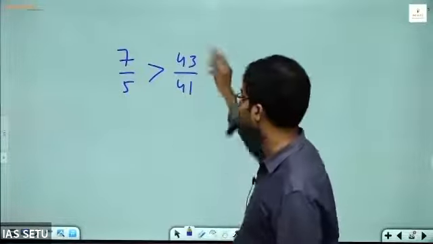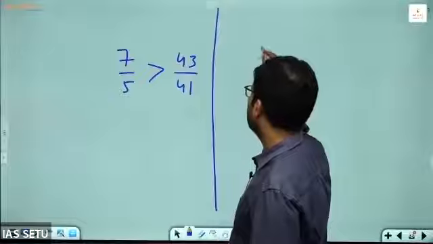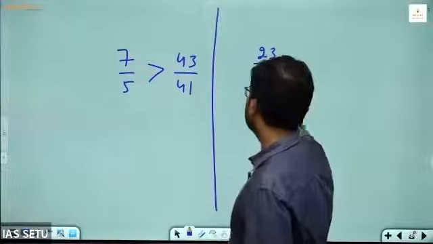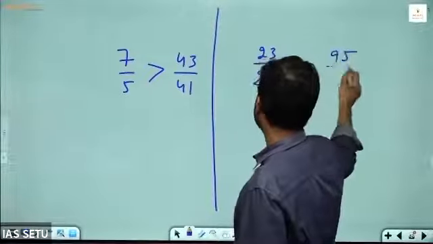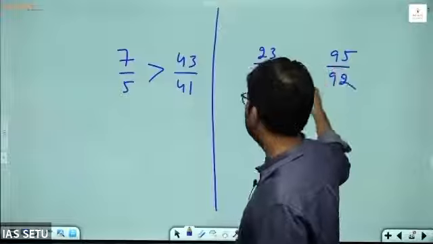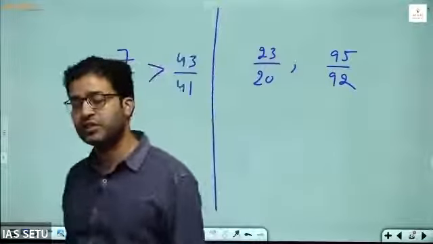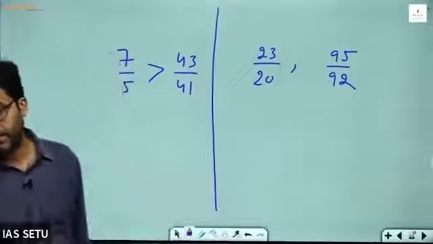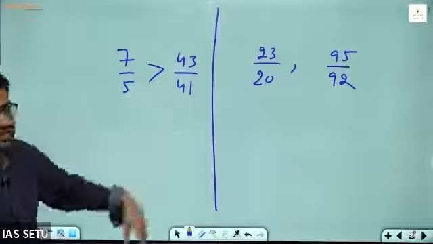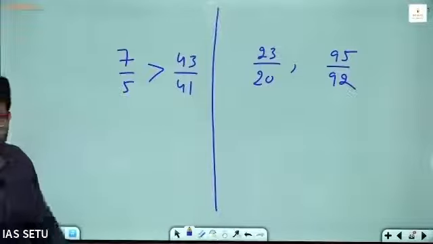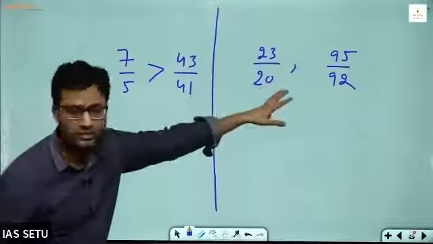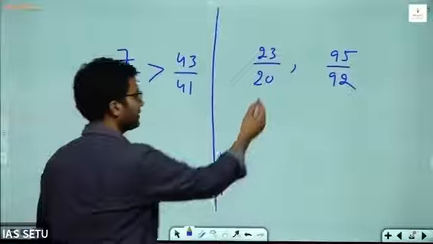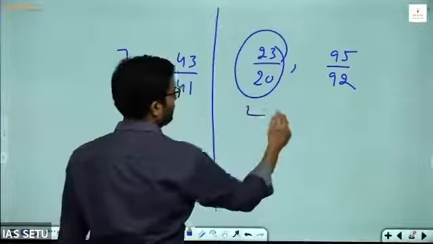Let me ask you. 23 upon 20, 95 upon 92. Tell me out of these two fractions, which one is larger? 23 upon 20 or 95 upon 92? Difference is 3. Difference is 3. Difference is constant. So this is larger. And this is smaller.